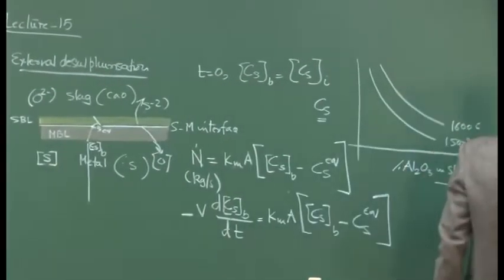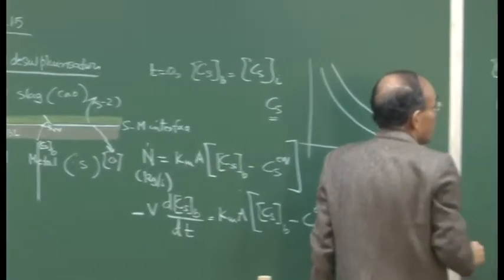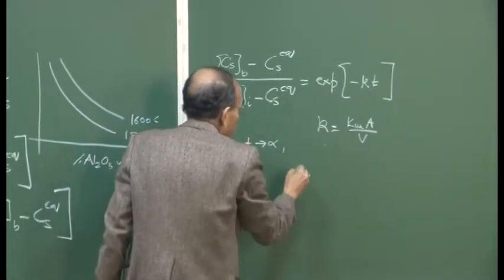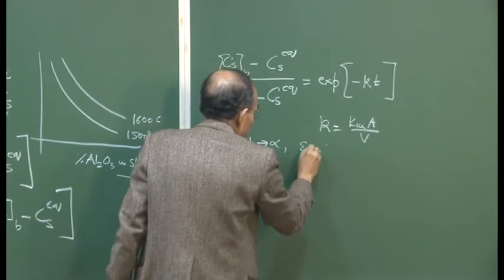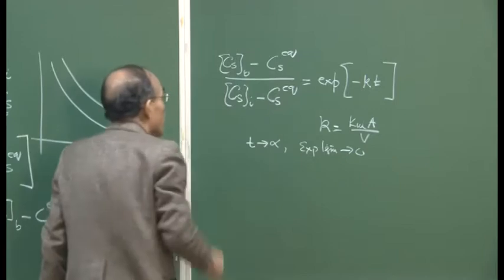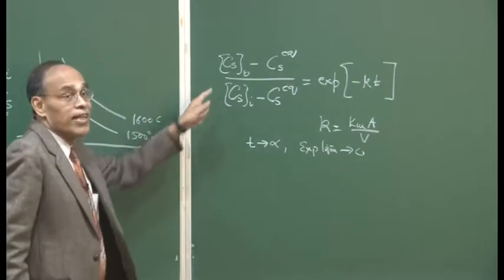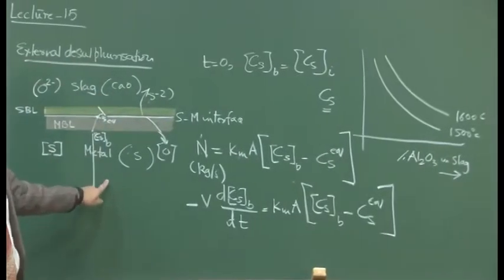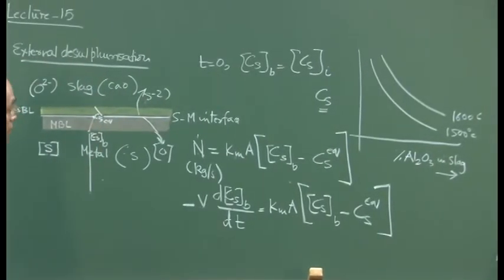But nonetheless, if time is very, very large, as time tends to infinity, this exponential term will tend to 0, and as a result the numerator will tend to 0, which essentially will tell us that we should be able to get a very low sulfur concentration at a very large amount of time.